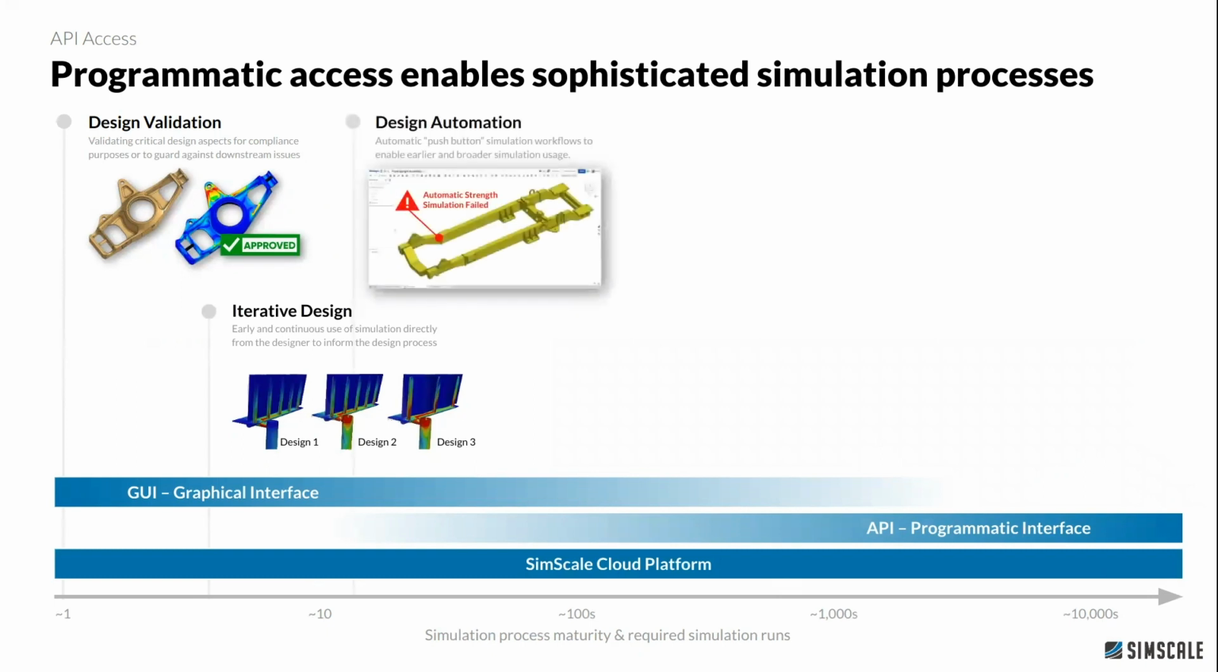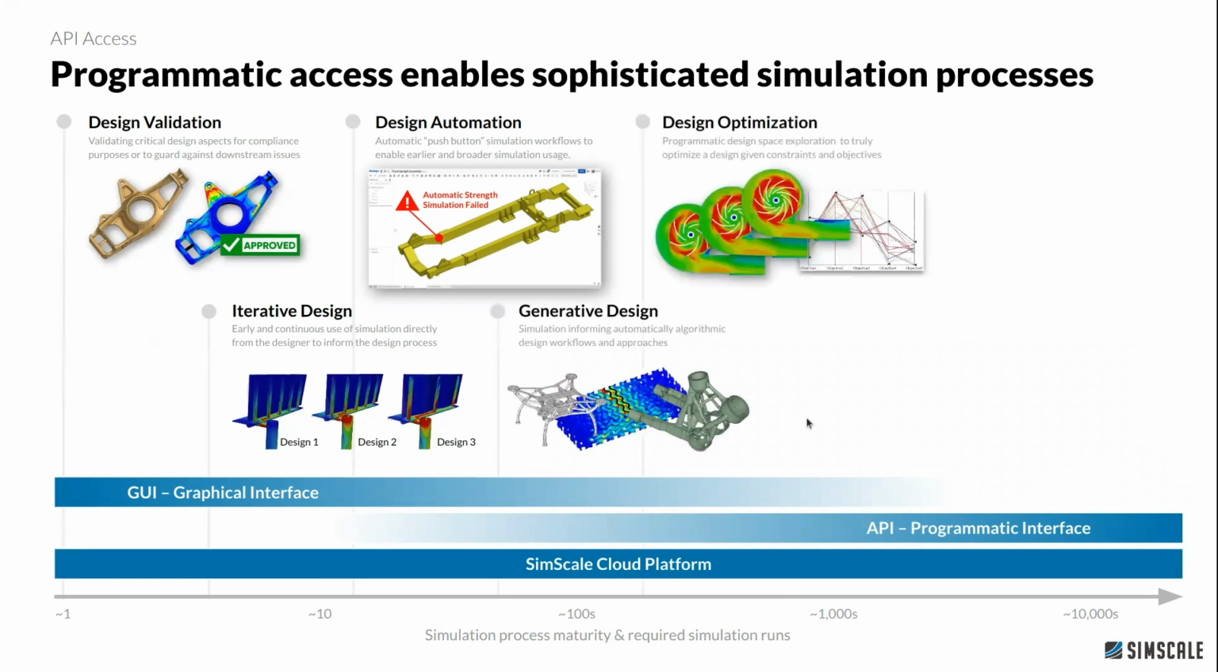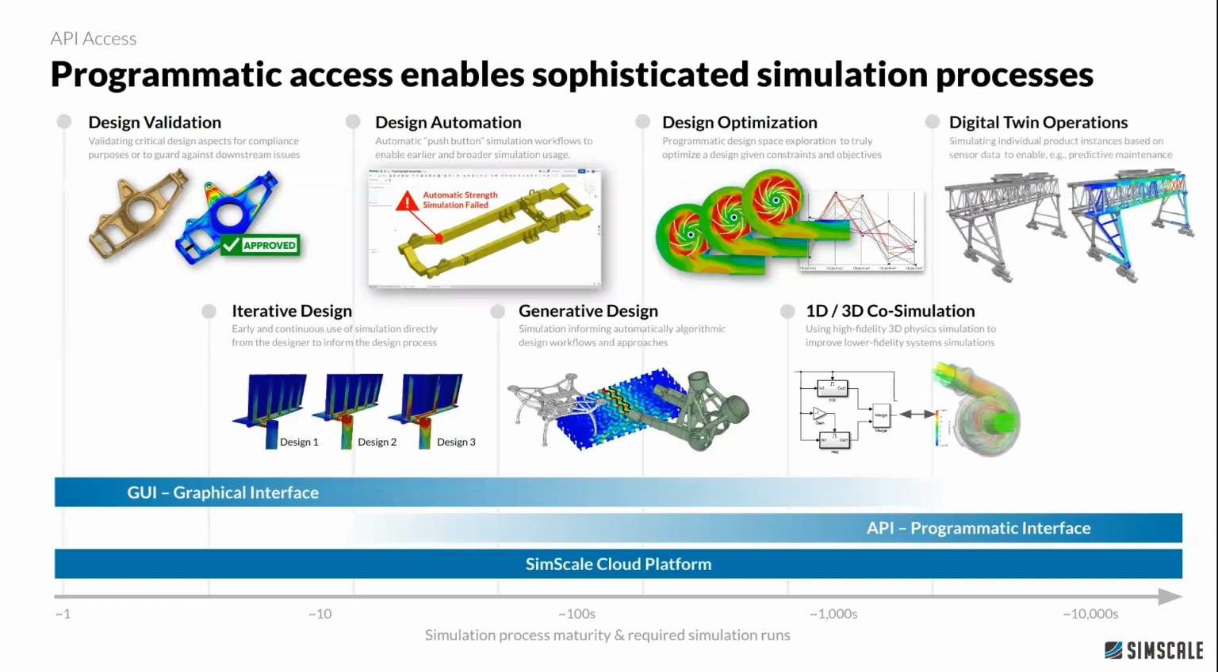These might also be different use cases, like, for example, design automation, generative design, or design optimization. And you could also go further and integrate your workflows into a bigger scope. So you might couple your 3D simulation with 1D simulation models, or you really want to integrate the simulation workflow into a digital twin operations model if you want to. So these are the different ways how you can do simulation.